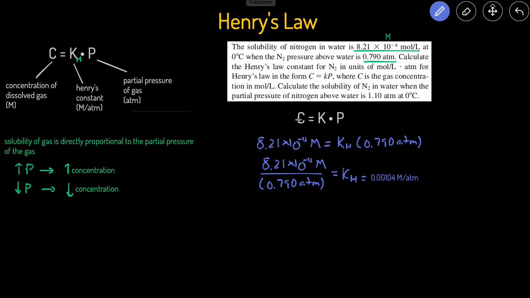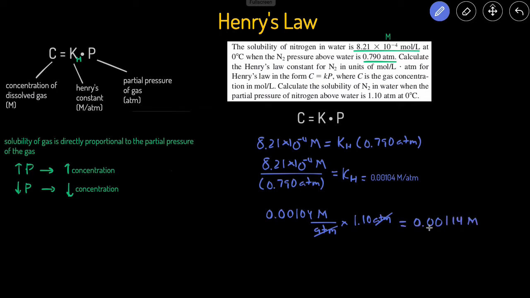And to solve for the new concentration, all we have to do is take the KH that we previously calculated, multiplied by the new pressure. So the KH is 0.00104 molar per ATM. Then we multiply by the new partial pressure, 1.10 ATM. And then that way the ATMs cancel out. And we'll be left with 0.00114 molar. That's the new concentration.